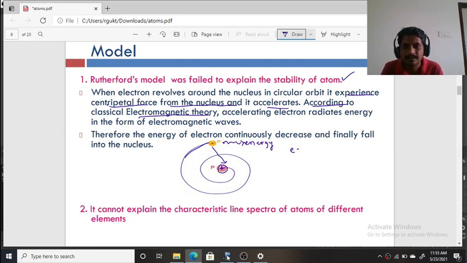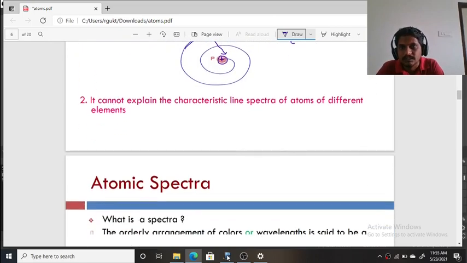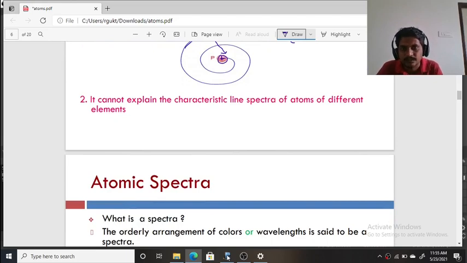I'm repeating here: the electron is revolving in a circular orbit. When a particle is in circular motion, it experiences centripetal force. When there is a force, the body will accelerate. So according to Maxwell's electromagnetic theory, an accelerating electron will radiate energy in the form of electromagnetic waves. When it releases energy, the electron loses energy, comes close to the nucleus and finally falls into the nucleus. After that there is no atom, no substance, but atoms exist. Actually it is not happening. Why it is not falling into the nucleus was not explained by Rutherford. That is why it failed to explain the stability.